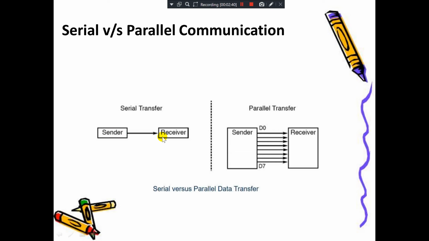Next, in parallel transfer, if the sender is transmitting a data to receiver that is having 8 bits, it will be transmitted simultaneously. All the 8 bits will be transmitted simultaneously, as we have shown D0 to D7. This is serial versus parallel transfer. So now I hope you understood about the difference between parallel and serial communication. So next we'll discuss another thing.